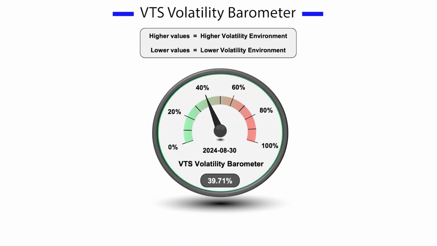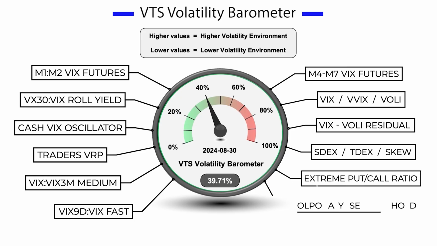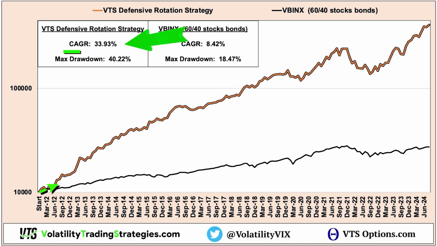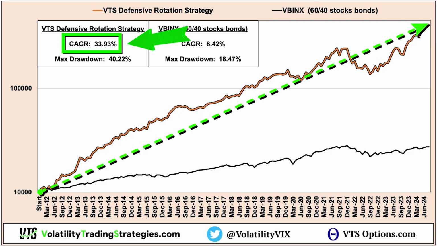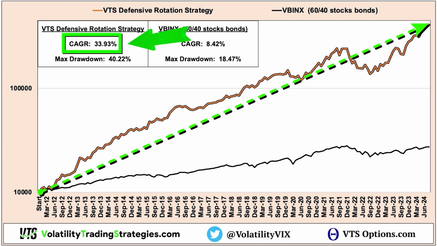My VTS volatility barometer is a composition of more than a dozen volatility metrics that combine to be the best representation of overall market volatility that you'll find anywhere. That's what's responsible for my market-beating success for 15 years. As you can see, volatility targeting with a very robust indicator that takes all aspects of the volatility complex into consideration, this is how you're going to finally start getting ahead with your investments.